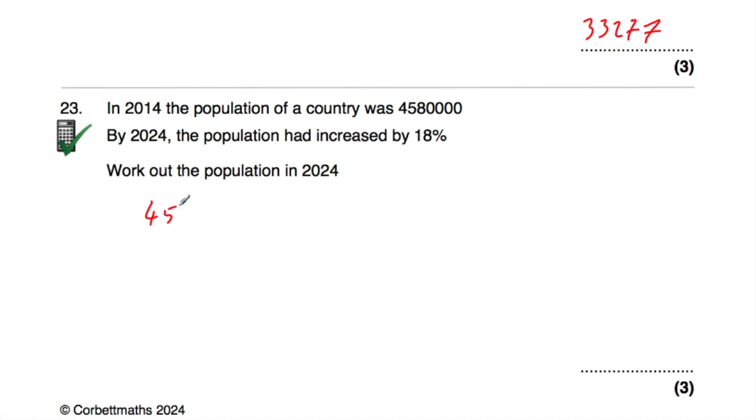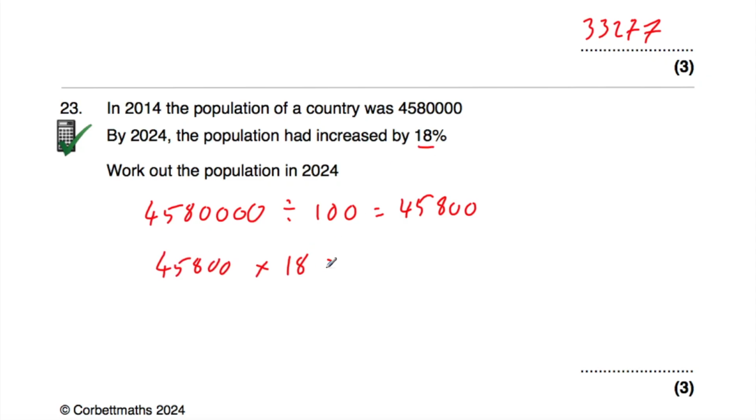So if we have our 4,580,000 and we divide that by 100, that'll be 1%, and that'll be equal to 45,800. Then we're going to take that 45,800 and multiply that by 18, and that'll tell us what 18% is. So multiply by 18 is equal to 824,400. So that's what the population increased by.